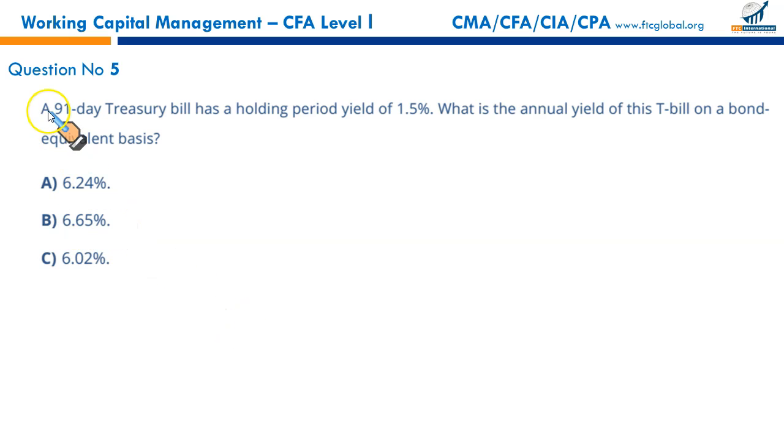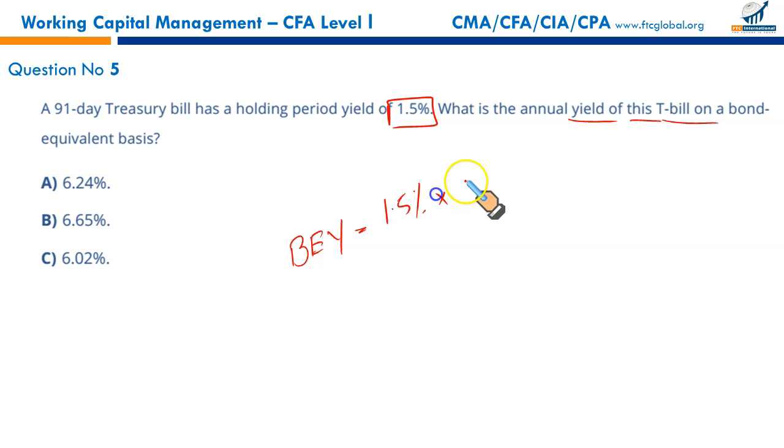Next, a 91-day treasury bill has a holding period yield of 1.5%. What is the annual yield of this T-bill on bond equivalent basis? We just discussed the formula. Bond equivalent yield is equal to holding period yield, that is 1.5%, multiplied by 365 divided by days to maturity. If you simplify this, you will get your final result, and it's 6.02%. That makes C the correct option.